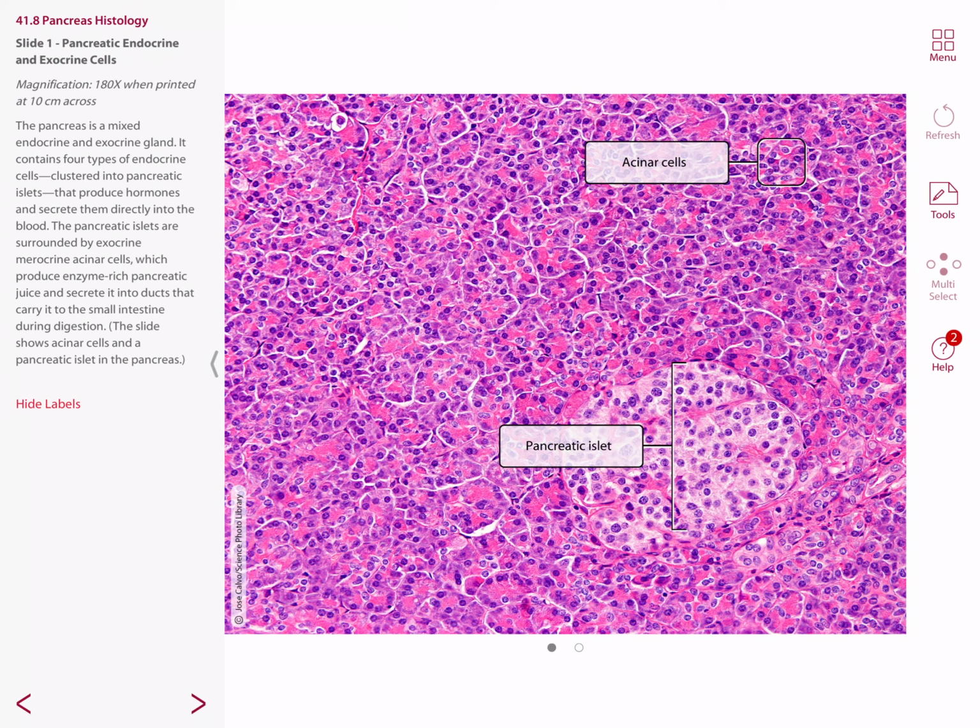Here is the pancreas histology slide. So most of what you're seeing here is acinar cells. These are going to be the exocrine cells. So the acinar or exocrine cells are going to be producing the enzymes and all of the products that are going to be going into the GI tract, into the alimentary canal. We have the pancreatic islet cells, and those are going to be our endocrine cells. Those are going to be producing hormones, and they will be secreted directly into the bloodstream.